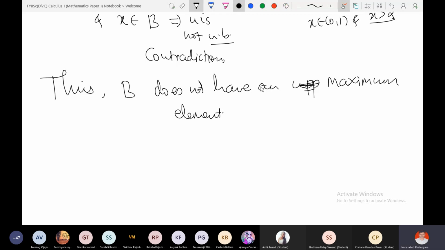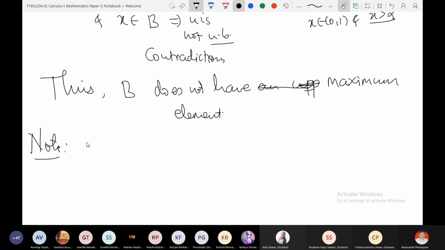So this set does not have a maximum element. It has many upper bounds, but a maximum element does not exist, because we want a member of the set which is an upper bound. So this set does not have a maximum element. Is it clear? Yes, sir. Right. And therefore, what is the conclusion or observation?